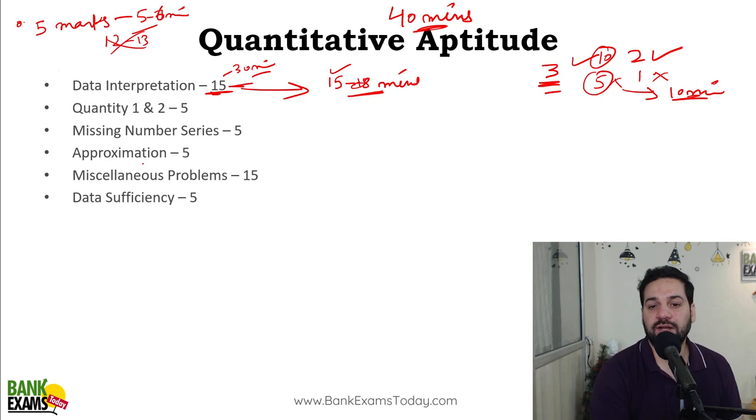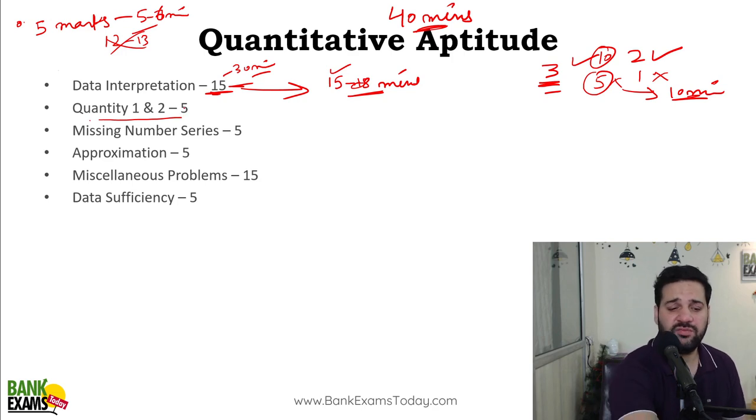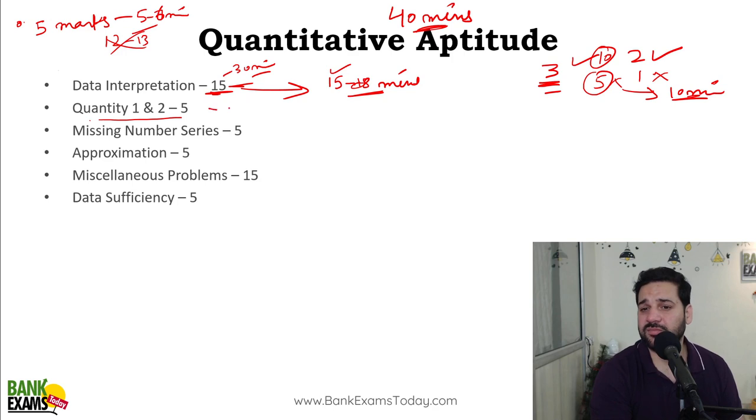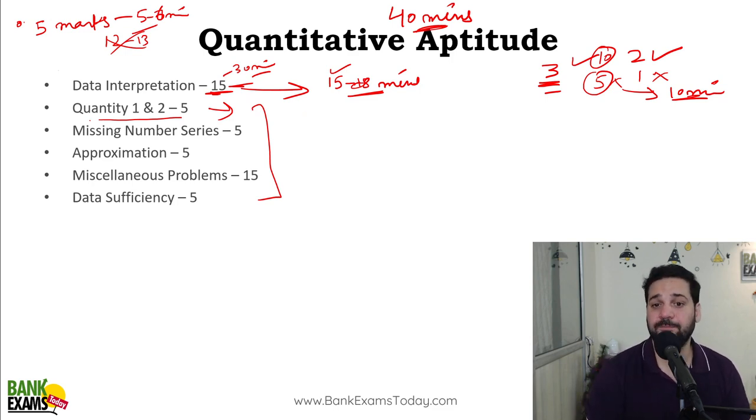So next, quantity one and two, very easy topic, students, very, very easy. For the rest of the questions, you can spend less than 1 minute on each question. This should be your strategy. Out of these questions, approximation is the easiest one. This topic is actually very easy.